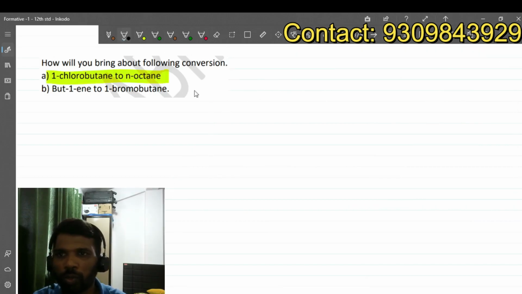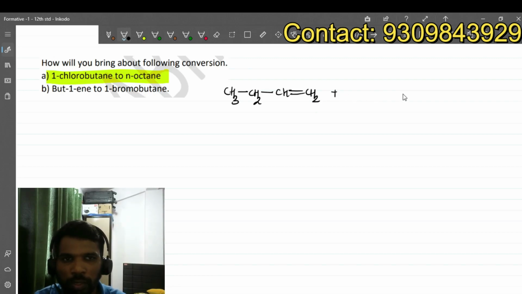But-1-ene to 1-chlorobutane. But-1-ene means what? CH3, CH2, CH. So this is but-1-ene. You need to convert this to 1-bromobutane.